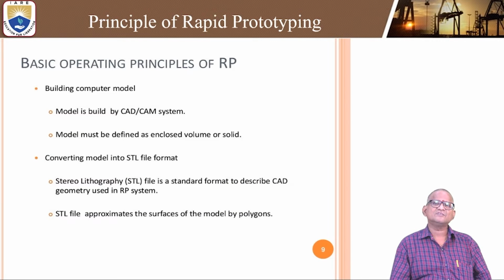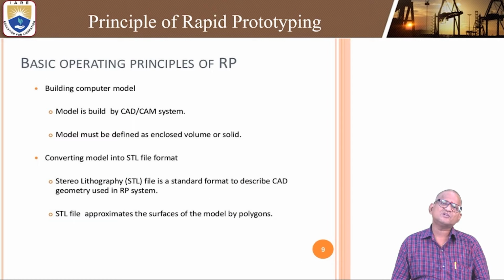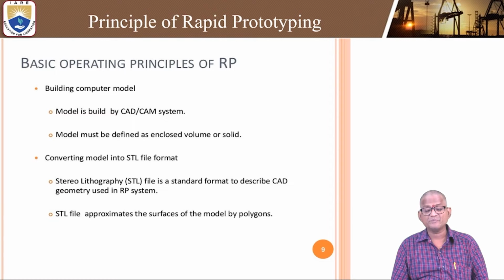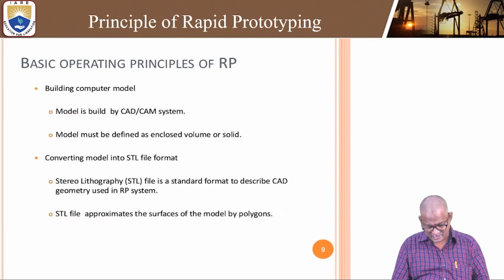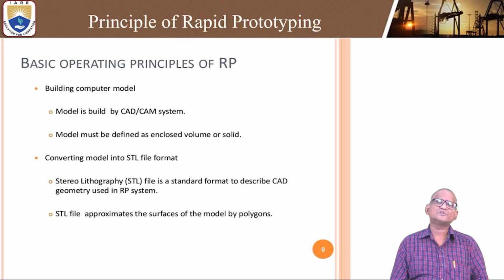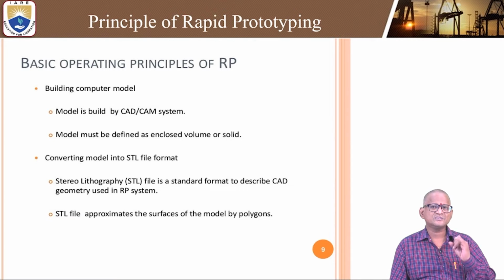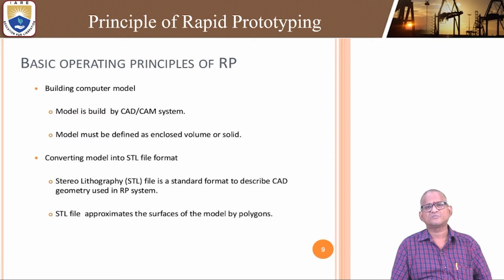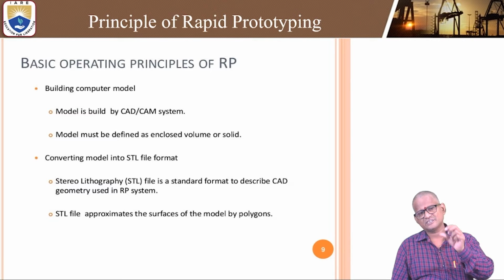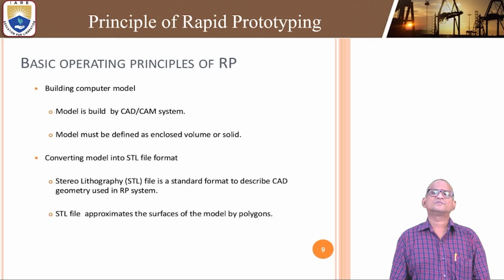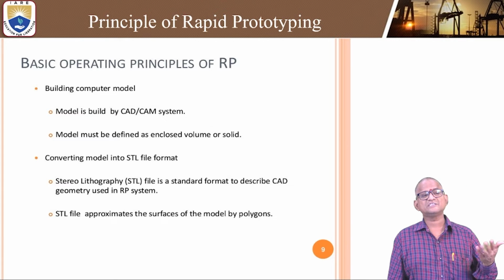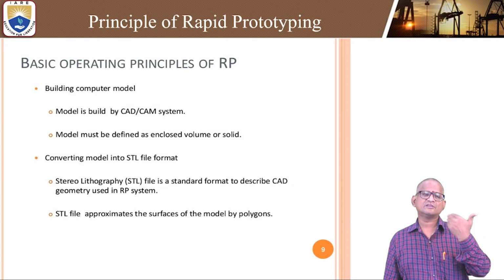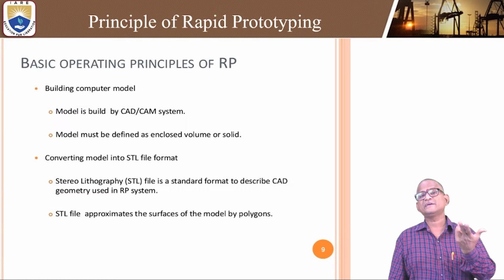So now let us see another basic operating principle of rapid prototyping. This is very interesting. In rapid prototyping or 3D printing, the first thing is building the computer model. That is why nowadays mechanical or civil engineering students are very strong at engineering graphics or engineering drawing at the first year level itself. Even in second year they study machine drawing. For civil engineering, they study structural drawing or building drawing.